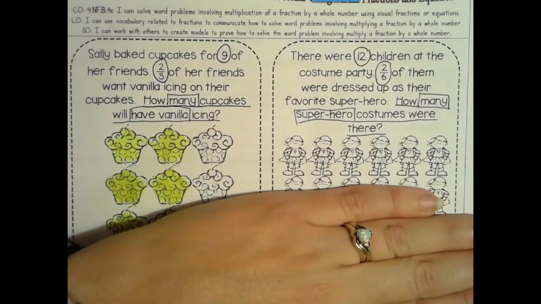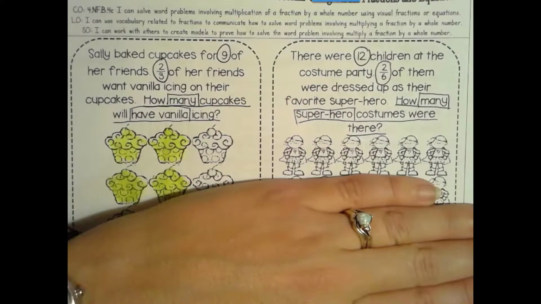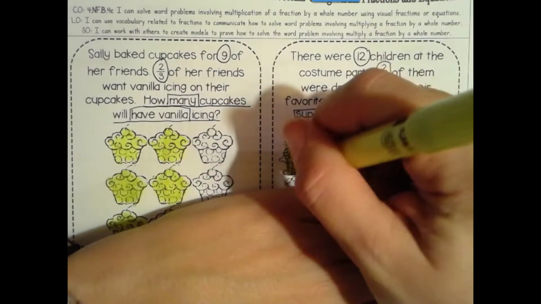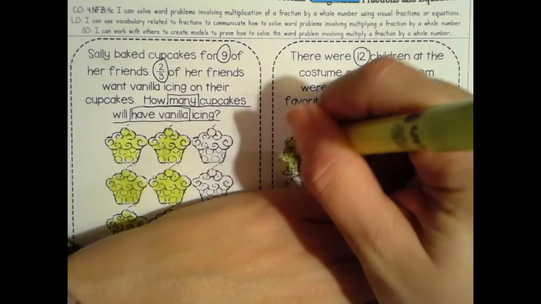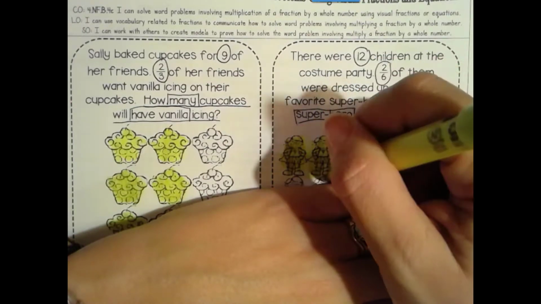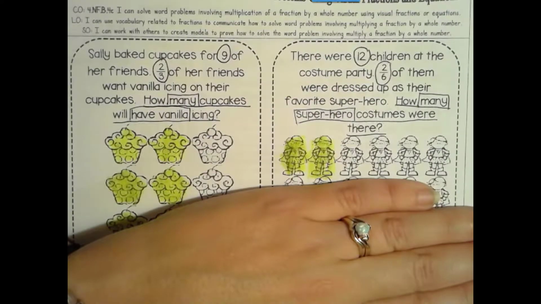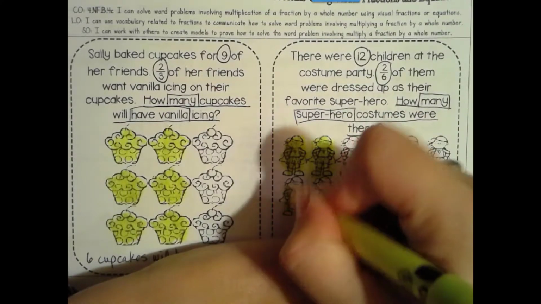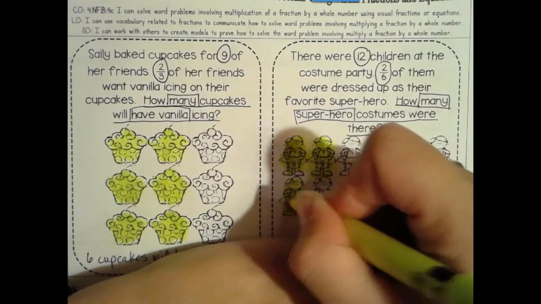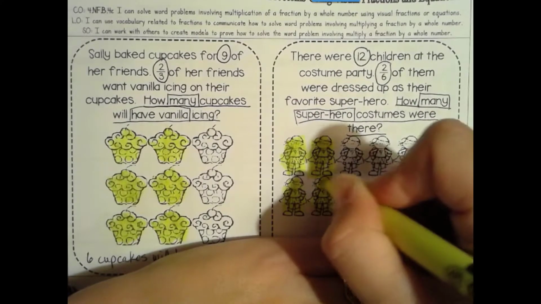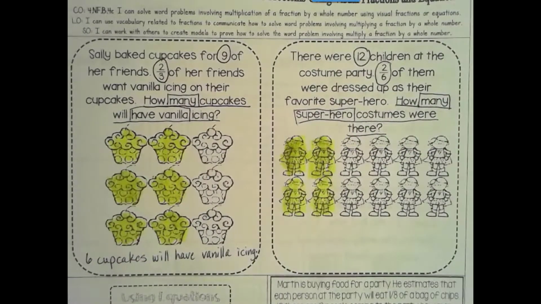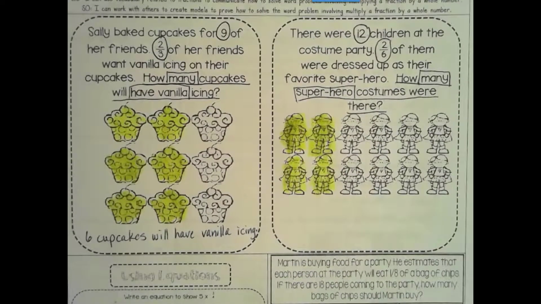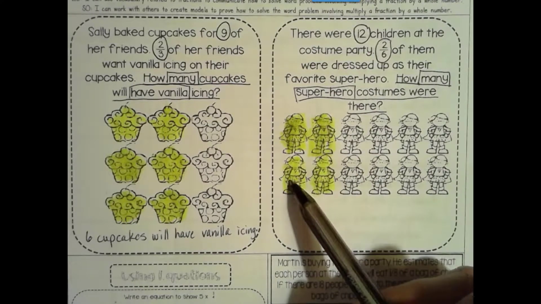This first row shows 6 of the friends. And out of those 6 friends, only 2 would actually be dressed as their favorite superhero. Then here, out of these 6 friends, 2 would be dressed as their favorite superhero. So out of all 12, how many are dressed in their favorite superhero costume? 1, 2, 3, 4.